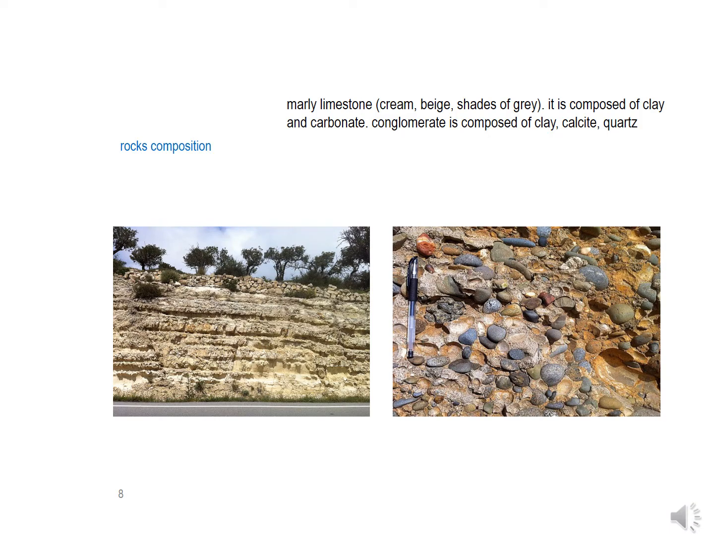In this slide, I'm showing the types of rocks and the difference between marly limestone and conglomerate. The marly limestone has a varied yet harmonious color range that includes cream, beige, and multiple shades of gray. It's composed of clay and carbonate, and it's shown in the first picture. The second picture is conglomerate, which is a sedimentary rock made up of rounded clasts. The spaces between the clasts are generally filled with sand and clay particles. It's bound together by a cement that is usually composed of calcite or quartz.